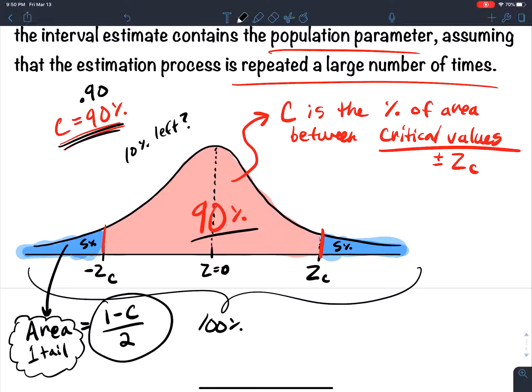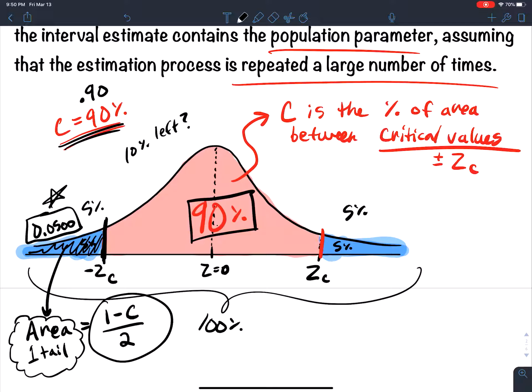But if you draw the picture and figure it out, you know there's 90 in the middle, that means there's got to be 5% here and 5% over here. Now, how am I going to figure out what the z-score is here? Well, the table tells me area to the left. So what do I know? Area to the left is 0.0500. Go look it up in the chart.